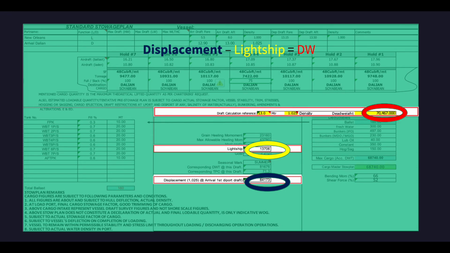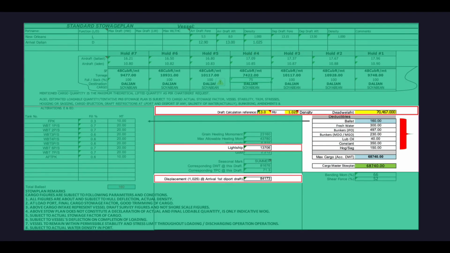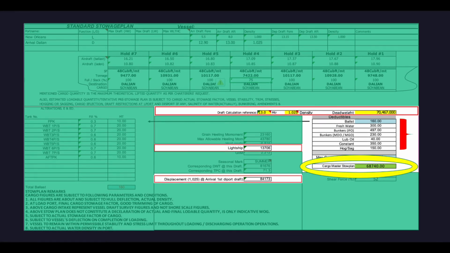By subtracting the weights that occupy vessel capacity, we can determine what capacity is left for cargo. So, 70,467 tons deadweight minus 160 tons ballast, minus 300 tons fresh water, minus 230 tons bunkers, minus 40 tons lub oils, minus 350 tons constant weights, minus 150 tons due to sagging or hogging. 68,740 tons of soybean is the estimated quantity to be loaded.